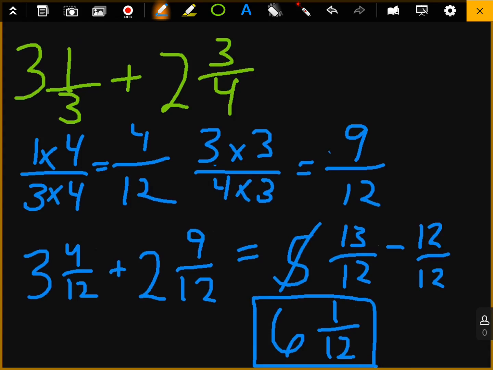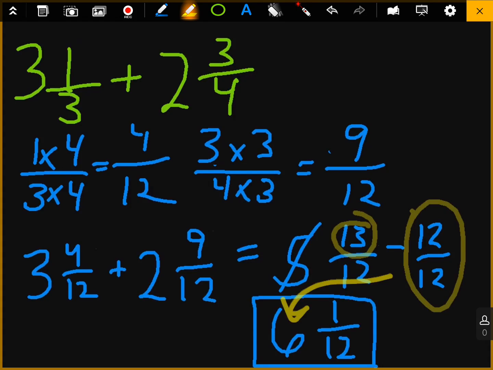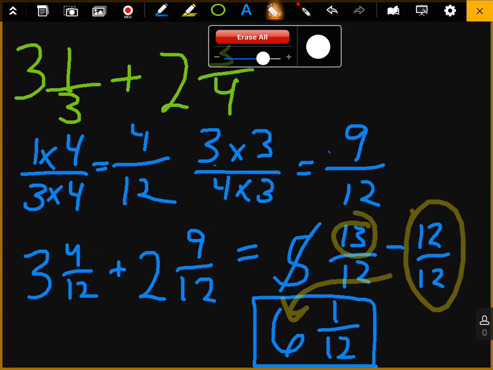Okay, we know that we can take a whole out of this numerator right here. So we take a whole out, and that whole gets added to the 5 to make it 6. Okay, so we get 6 and 1 over 12. All right, sorry for that little error. I just totally spaced, I guess, and wrote 2 1/4 when it's 2 3/4.